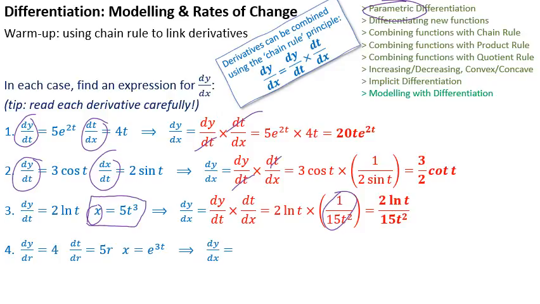Now the last one may have had you stumped. Even if you've got the right answer, you may not be convinced that you have. I've thrown all sorts of weird things into this one. Firstly, it's dy by dr instead of dy by dt. Then we've got dt by dr, some kind of link between t and r, whatever r is. And then finally, we've got x in terms of t.